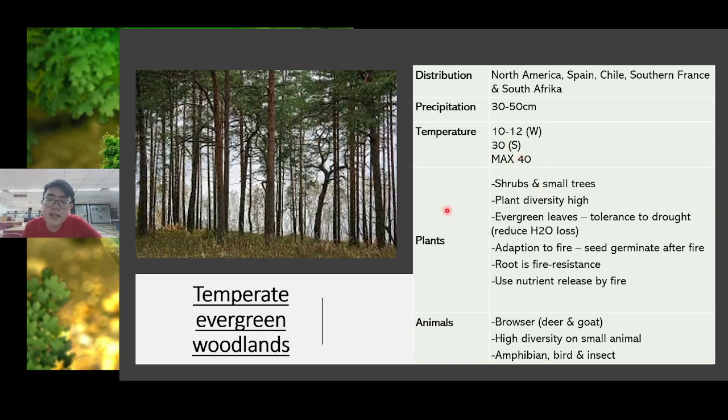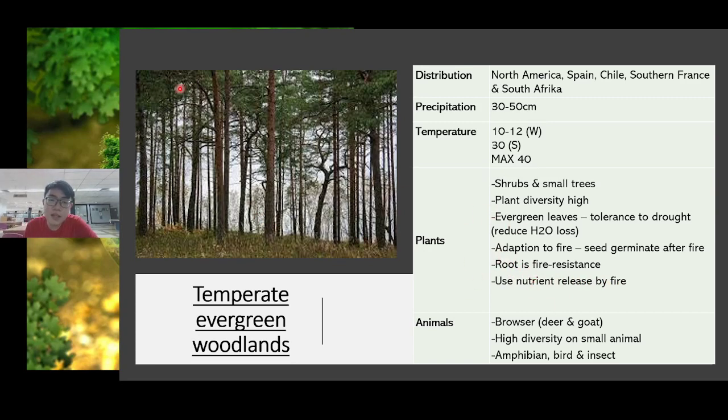The plants within this biome are shrubs and small trees, and the plant diversity is very high. The leaves are evergreen, and they are drought tolerant to reduce water loss. They are also adapted to fire, the roots are fire resistant, and they use nutrients released by fire.